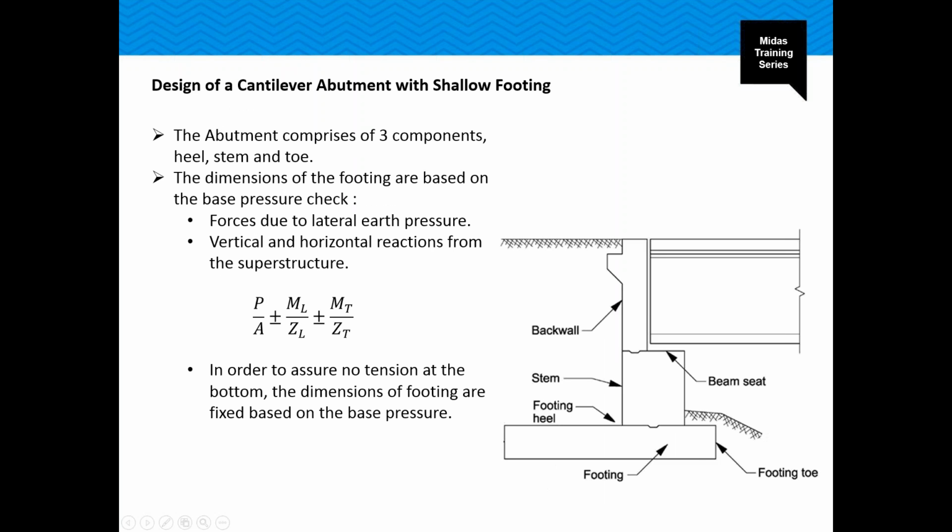So for the design of abutment, mainly there are three components. So we are having the complete stem portion and the toe portion and the heel portion. So the dimensions of the footings are based on the base pressure check. So the complete pressure check is carried out as per the equation: the vertical force divided by the complete area, plus the corresponding moments in the longitudinal and transverse direction divided by the Z values.